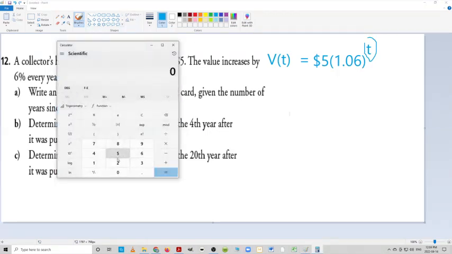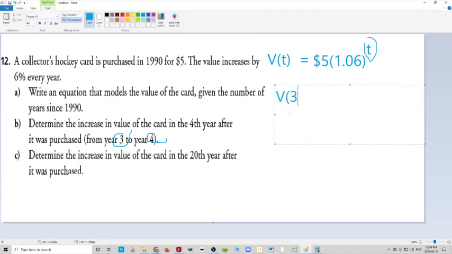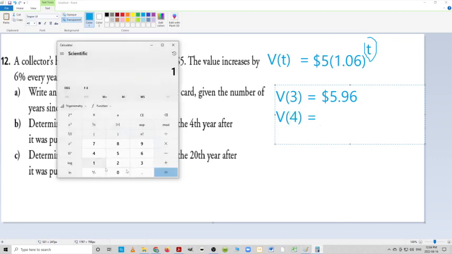So we do 1.06 to the power 3 times 5. So in year 3, we've got to round properly. So the value in year 3 is equal to this, but we have to round it up to 6, so it's $5.96. The value in year 4 is equal to 1.06 to the exponent of 4 times $5, and then you've got to round to the nearest cent.